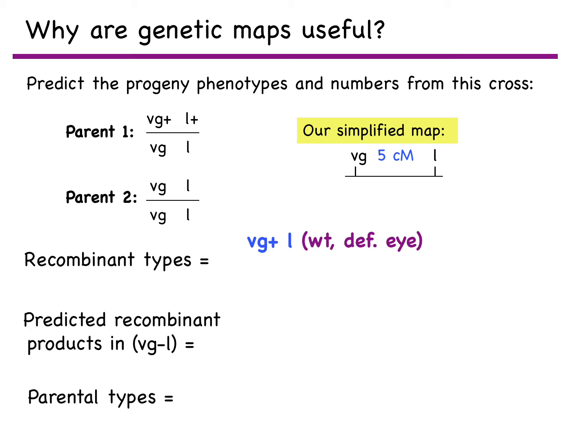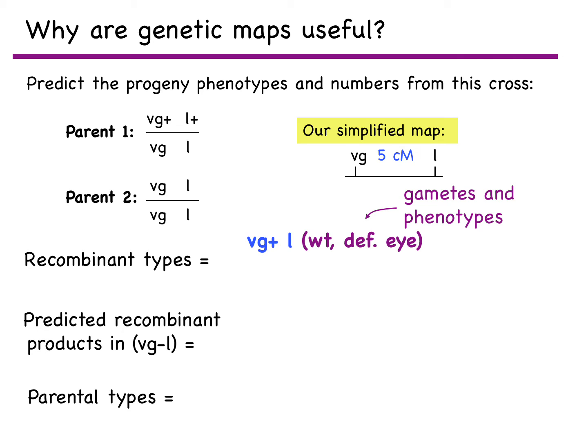One recombinant type is going to have the vestigial plus allele and the recessive allele of lobe, and those are going to be the gamete genotypes of one of the recombinant types, and the phenotype of the flies will be that they'll have wild type wings and they'll have a deformed eye. Again, these are the gametes and the phenotypes.